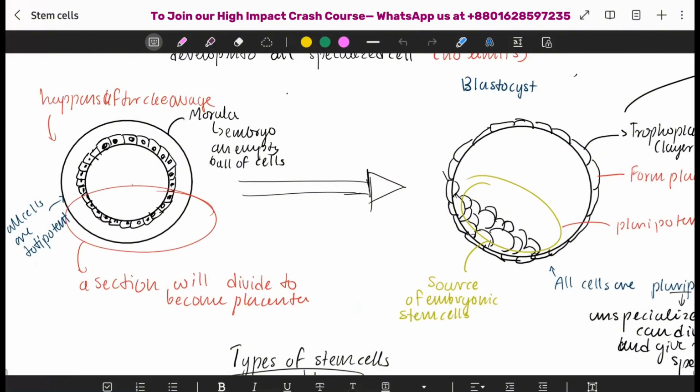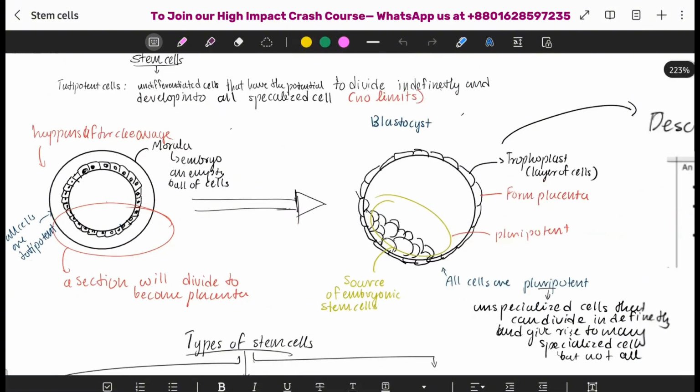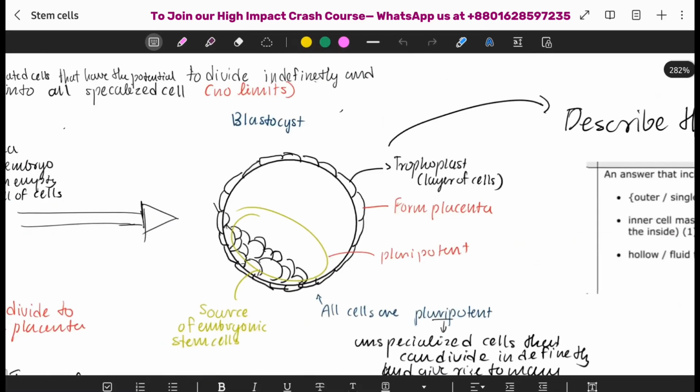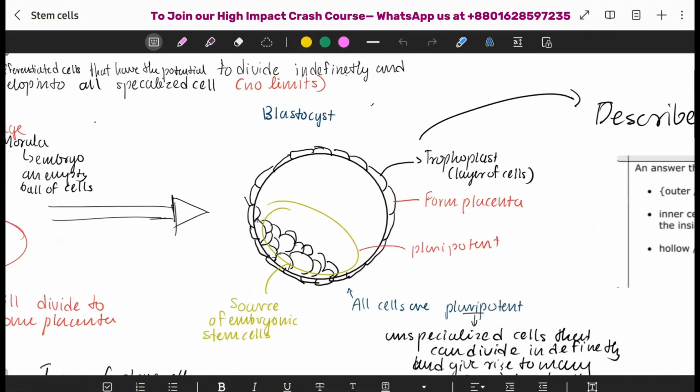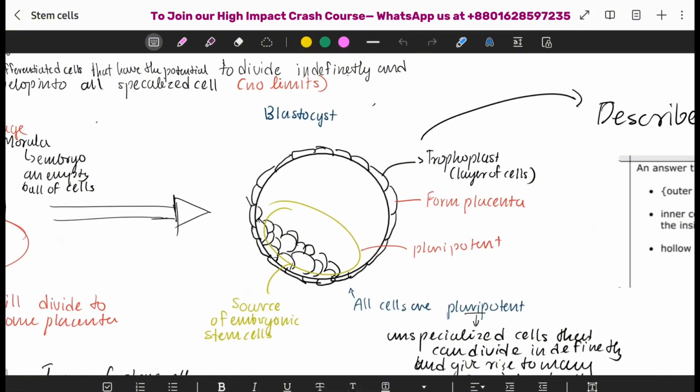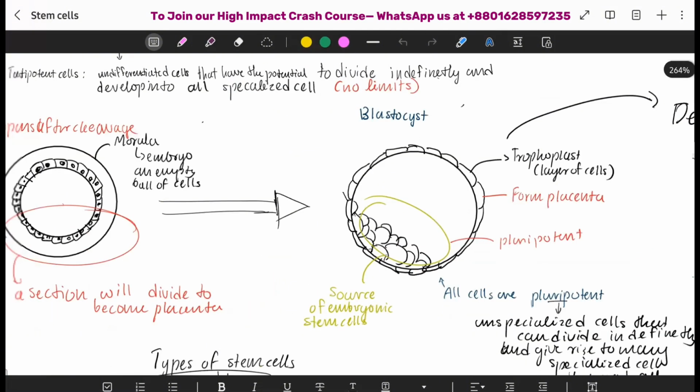And from here, some part of it will divide to become the placenta. All the cells in the morula stage, they're totipotent, okay? And then that will become a blastocyst. So the outer layer of cell is called the trophoblast, which will form the placenta. And these cells here, they're pluripotent cells, okay? And the source of embryonic stem cells, yeah. So all these cells in the blastocyst are pluripotent cells, and for morula, they're totipotent cells, okay?